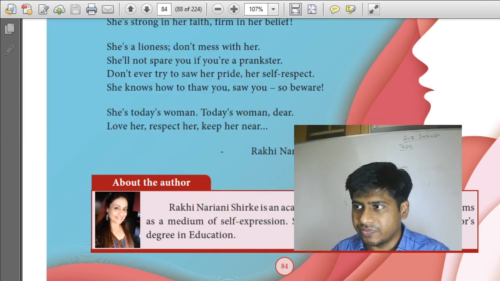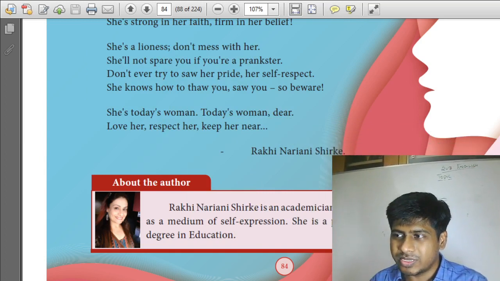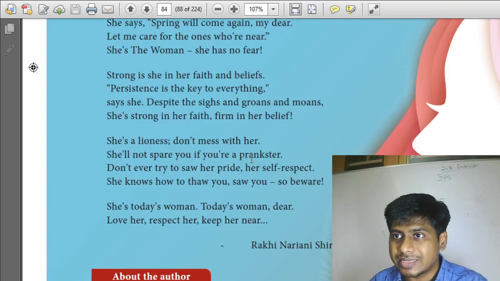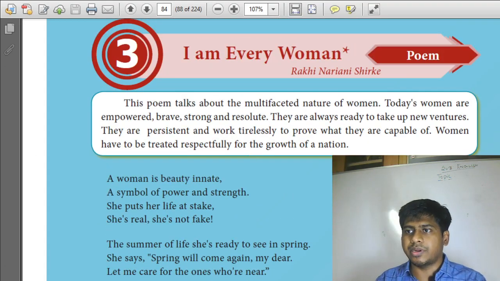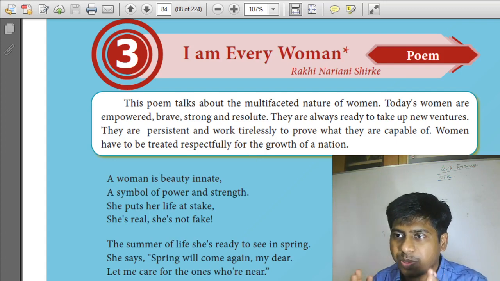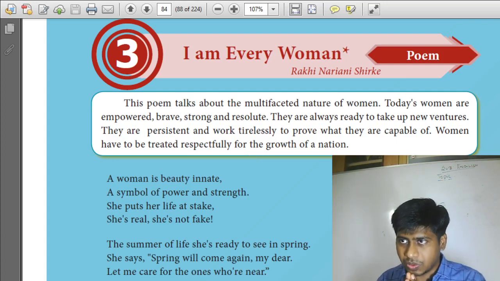And now we'll start with the poem, and I hope you all know that it's a memory poem, and to learn a memory poem you need to understand and then memorize. That way you will never forget it, and I'll make sure if you just pay attention you will be able to learn this. Okay, I Am Every Woman.